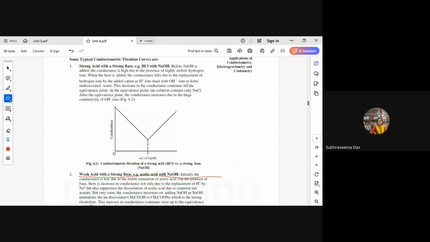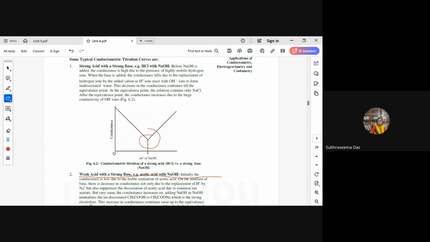In figure 6.2, the conductometric titration curve of a strong acid, that is HCl, versus a strong base, that is NaOH, is shown. So now when you look into the curve, before NaOH is added into the solution, the conductance of HCl is very high because of the presence of free H plus ions. Now when the base is added, the conductance falls because the H plus reacts with the OH minus of the sodium hydroxide to form undissociated water. Then this decrease continues till an equivalence point is reached here.